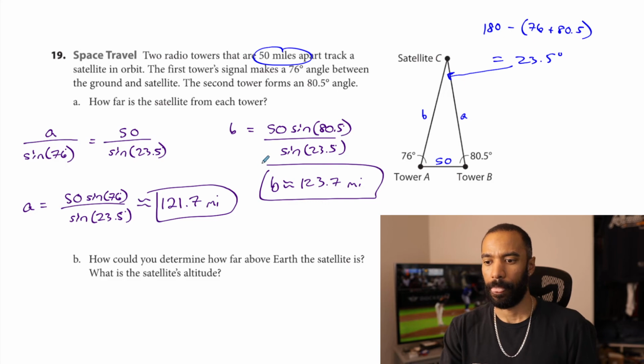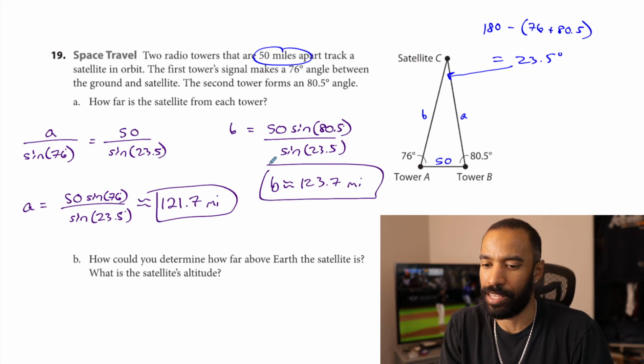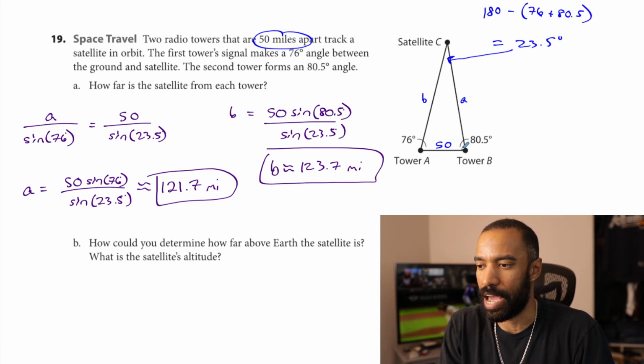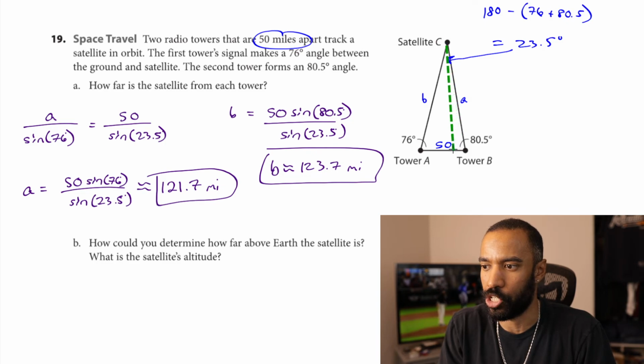There's the answer to both. How could you determine how far above Earth the satellite is? What is the satellite's altitude? Well, I know that Earth isn't flat, but I guess we're working with little curvature over these 50 miles. We basically have to find the direct distance from the satellite to the ground right here. We have to find this h guy right here, that height.